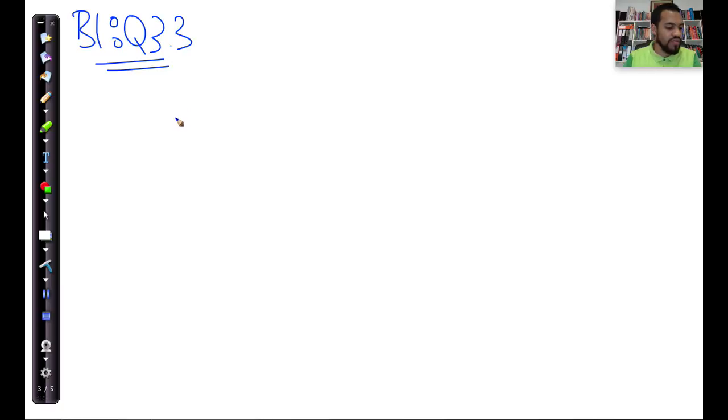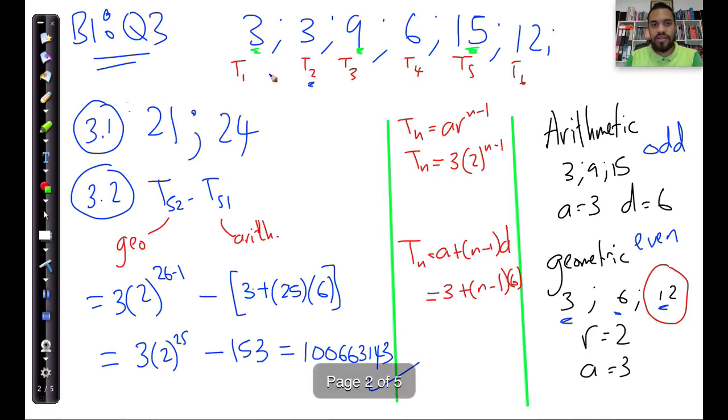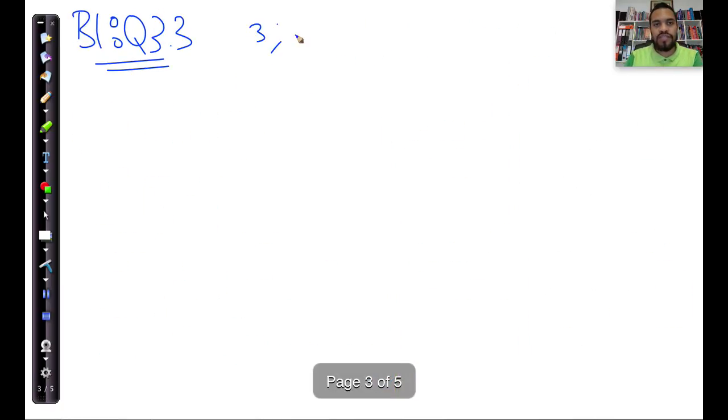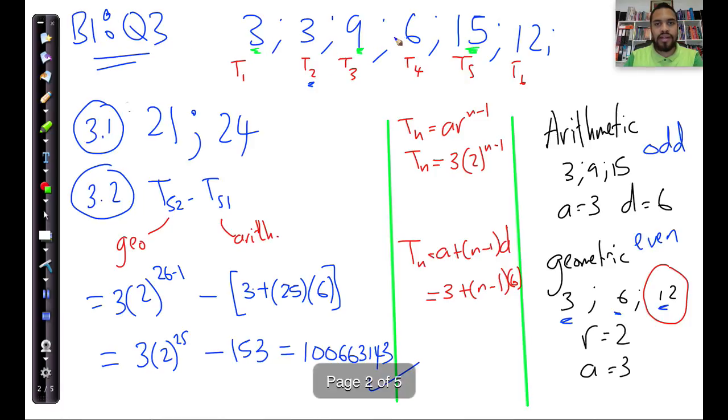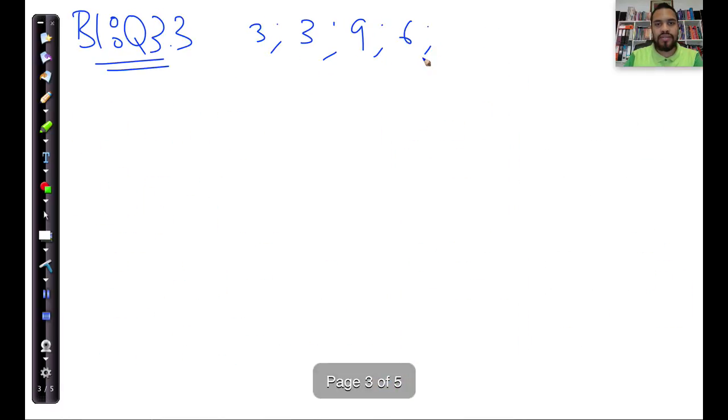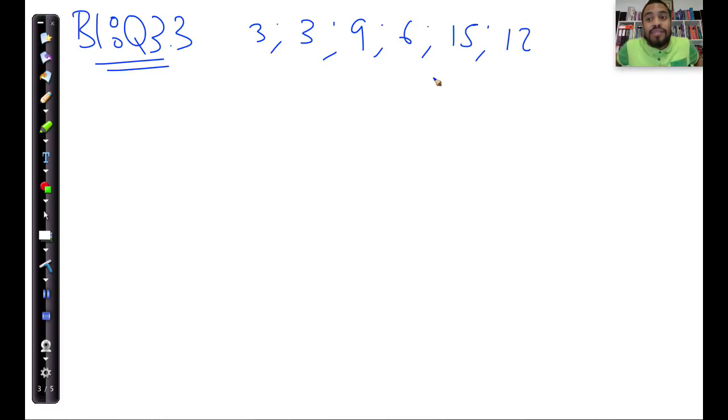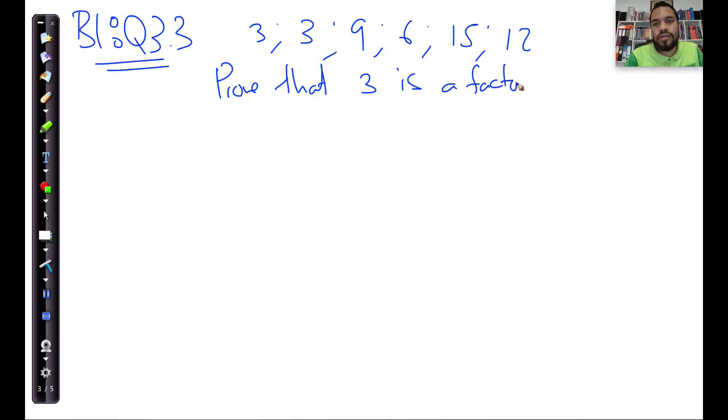They want you to prove that every term of the sequence, and you can see it's 3, 3, 9, 6, 15, and 12. Prove that every term here is a multiple of 3 or divisible by 3. They want you to prove that 3 can go in every term. Prove that 3 is a factor of every term. That's what they really want.